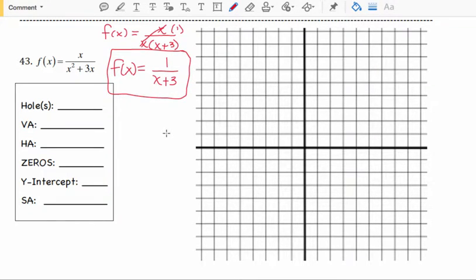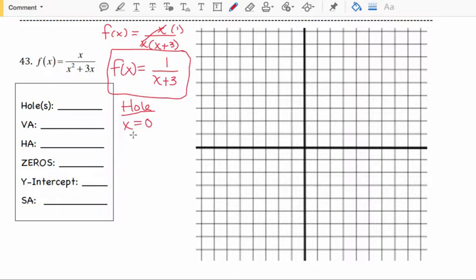the problem. There's still a couple things that I like to use the original function for, but I'm going to use this for most of my work. Okay, so first of all, I'm going to find that hole. I'm going to take my factor that I canceled out, which was x, and I'm going to set it equal to 0. And then I'm going to solve it. Well, there's really nothing to solve here. It's already solved, so my hole is at x equals 0.